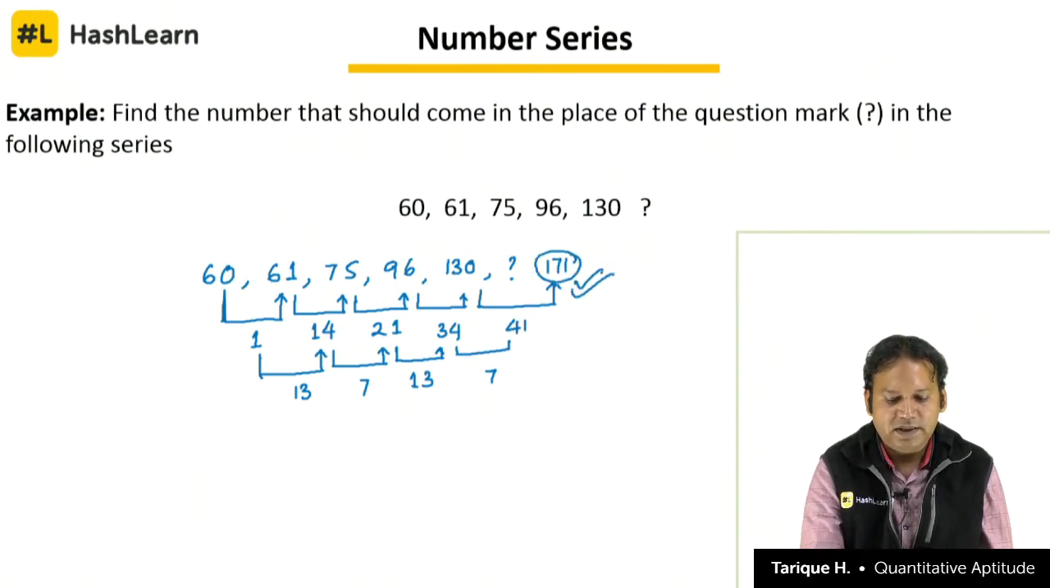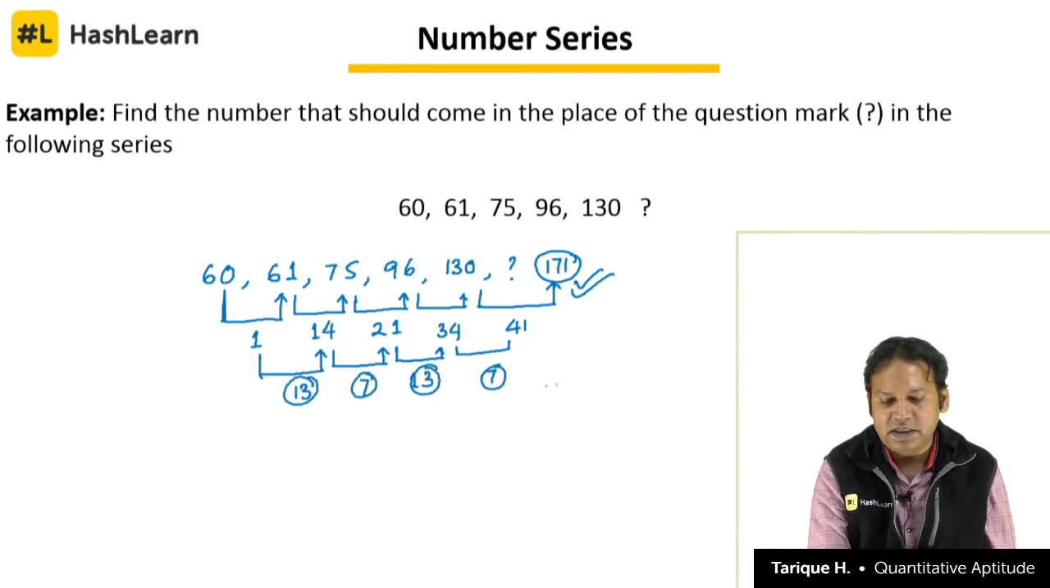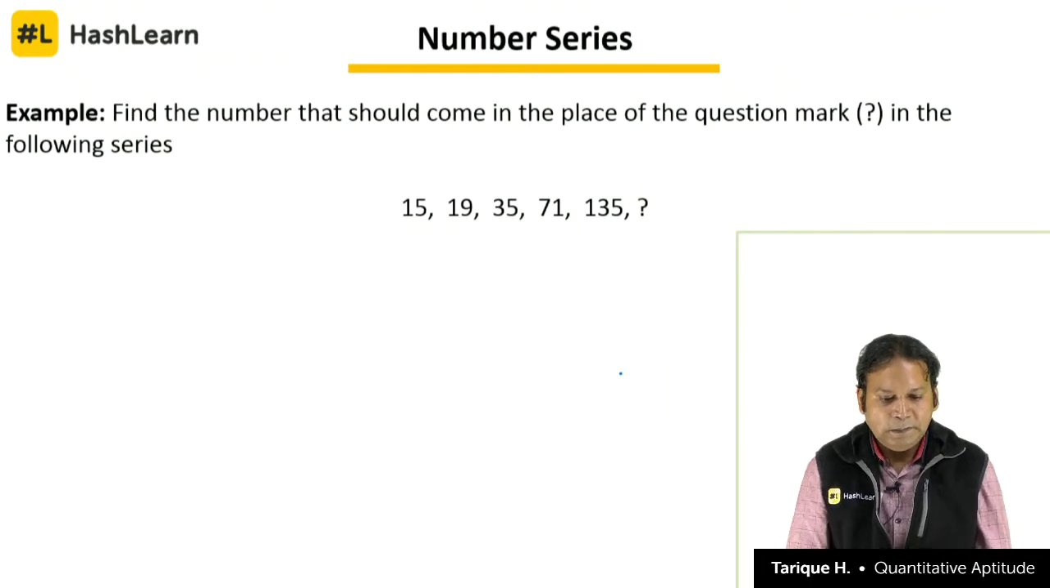Just observe and see, this is also a new type of question now, because the differences are repeating: 13, 7, 13, 7, 13, 7, it will go on like that, right. So that is what this particular question is based on, a repetition of difference at the second level. Alright, now let us see the next question here.